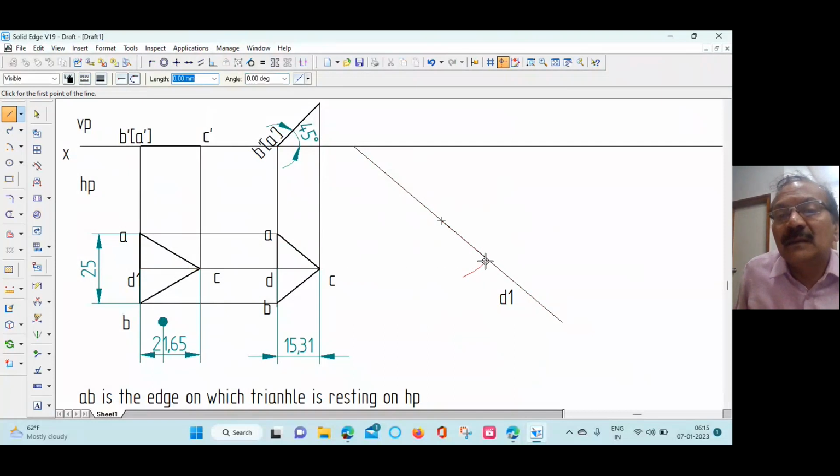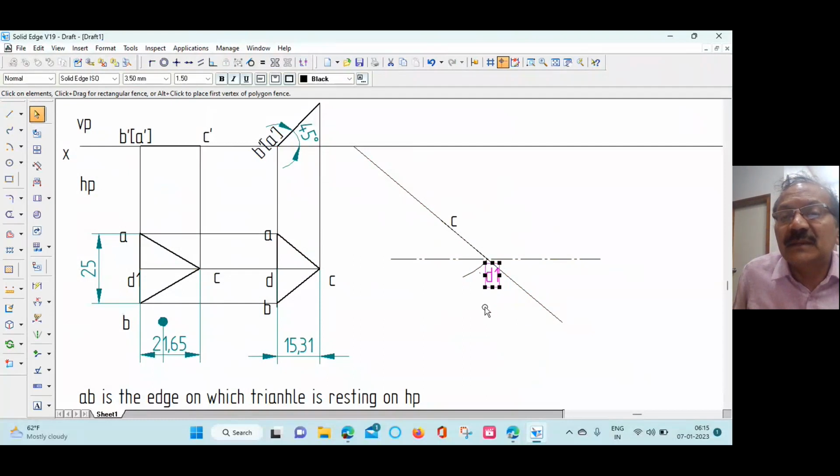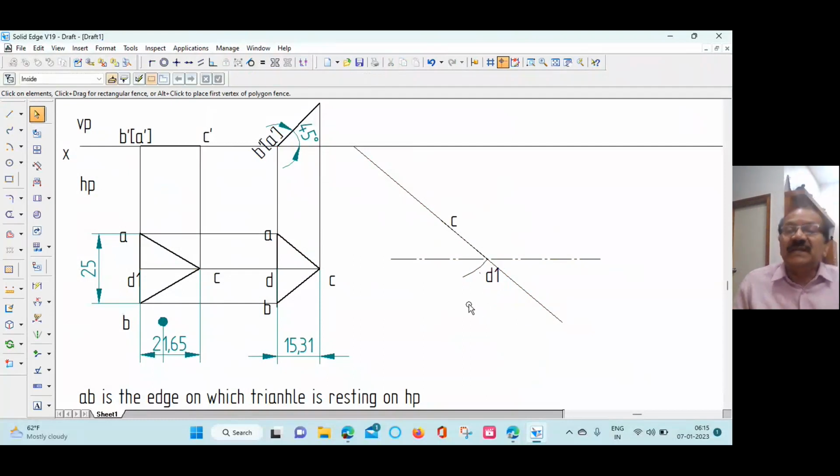Chain line. We have to draw a locus line here, so chain line. Then name it. This is C. This is D1. Let us keep that D1 a little closer to here. Move this and keep it here. Okay. Now we have to find out CD.